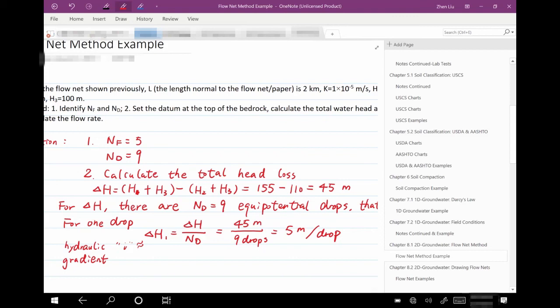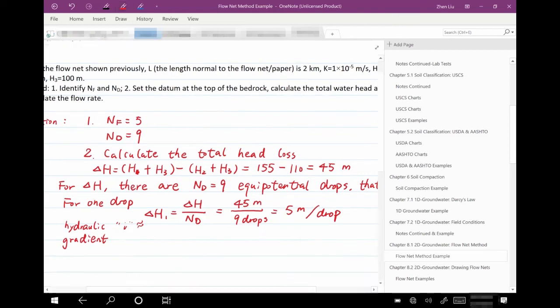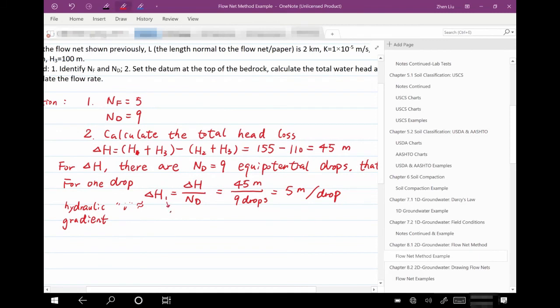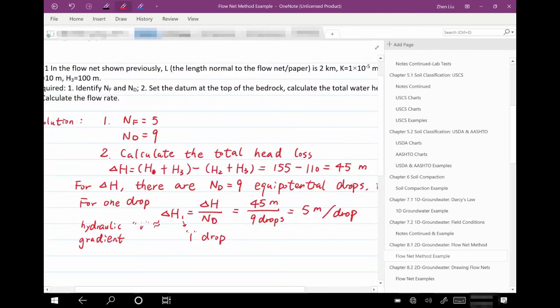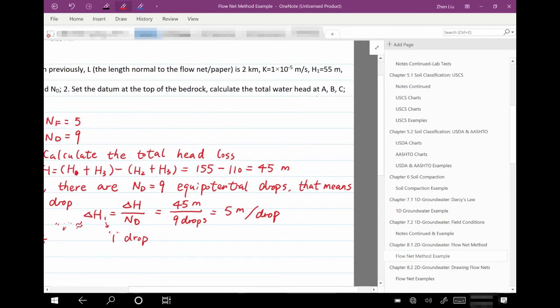So based on the number of drops, and the I is the head loss occurring over one head drop, we can calculate the head loss from one point to another point inside the soil. So we got a delta H1. We put 1, that means one drop. So the meaning of 1 here is one drop. So you can see that now a head loss of 5 meters will occur over one drop. We already got NF and D. Now we are doing the second part. We need to calculate the total head at A, B, and C.